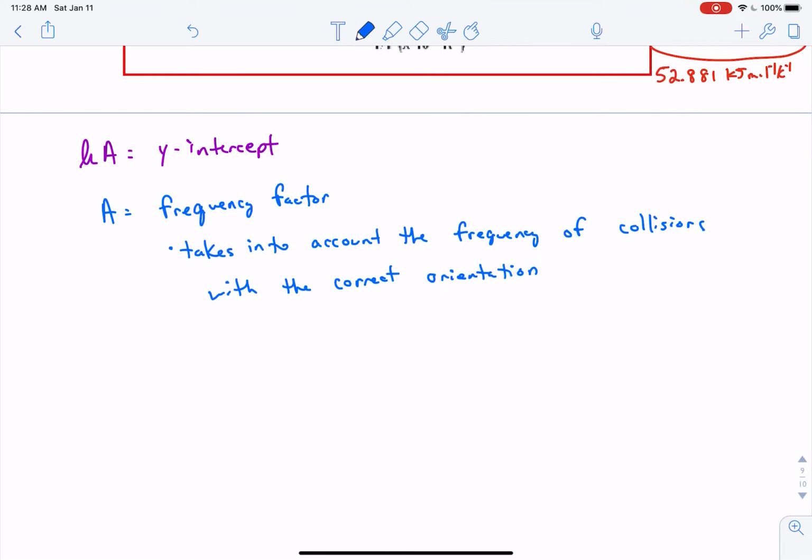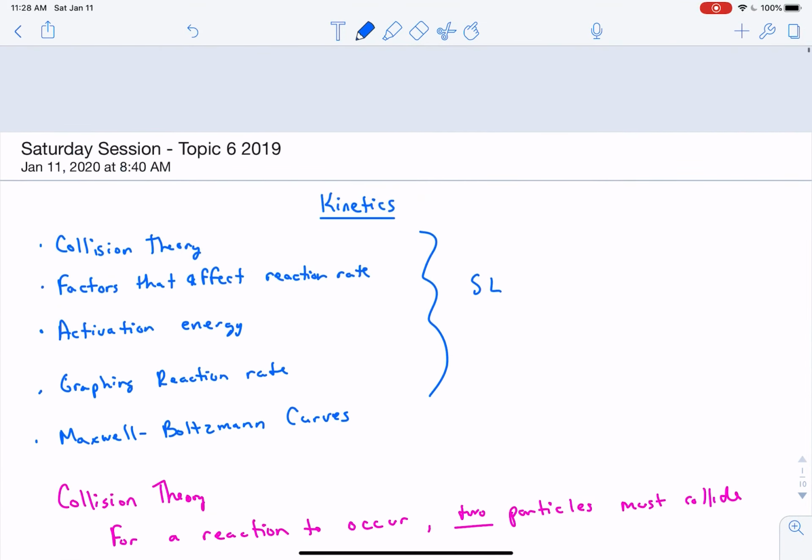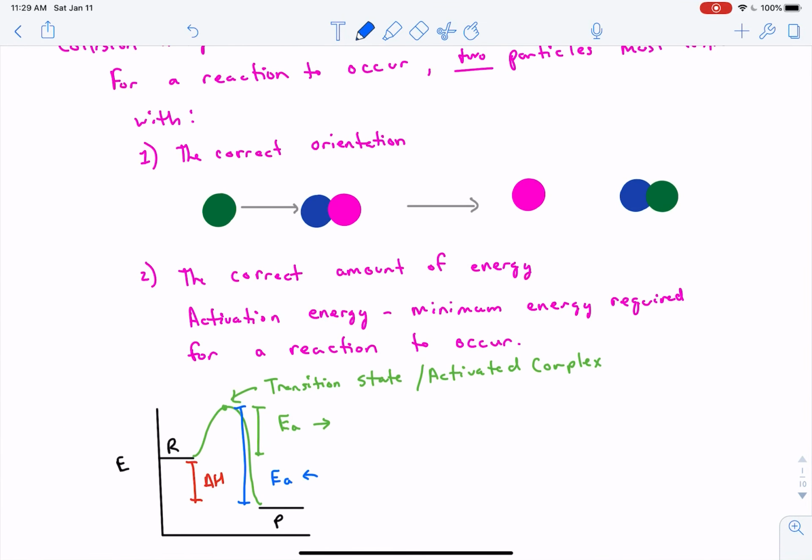So if you go back to what we were talking about earlier in the cell here, if this green particle collides with this pink particle, there's no way it's going to form a bond with the blue particle, because the electrons aren't overlapping and sharing and transferring that bond.